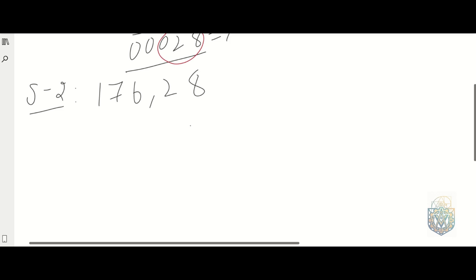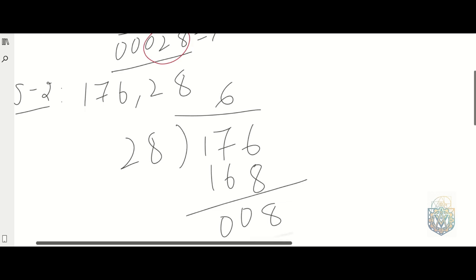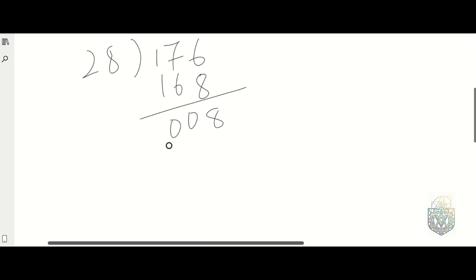Basically if I divide 176 with respect to 28, what will be the value? 28 6s are 168, correct? Then 16 minus 8 is 8, 6 minus 6 is 0. So this is basically 8, correct? So 8 is the remainder. Whether remainder is equal to 0 or not? No, it is not.